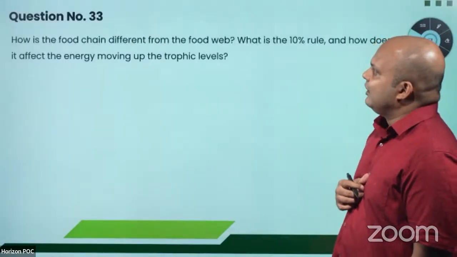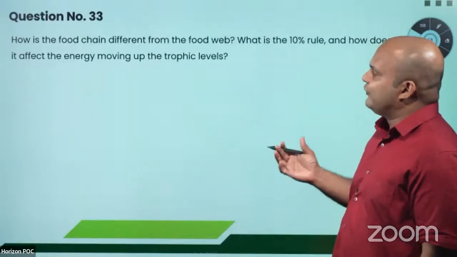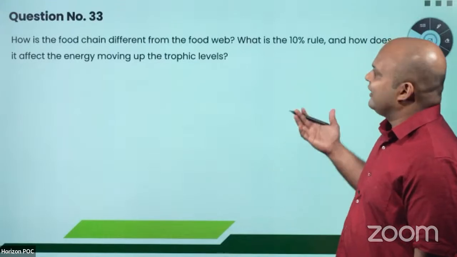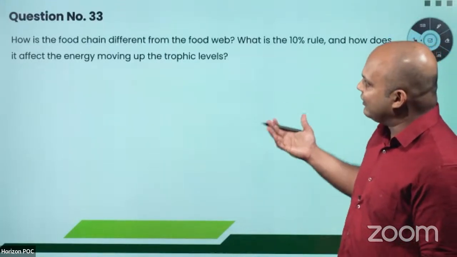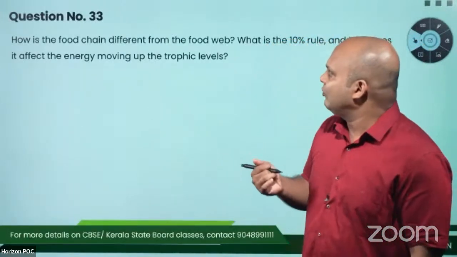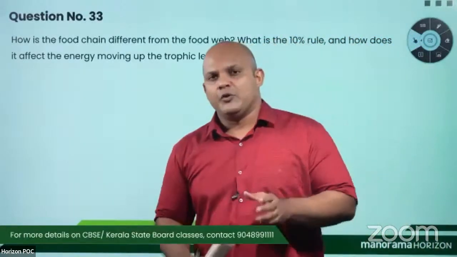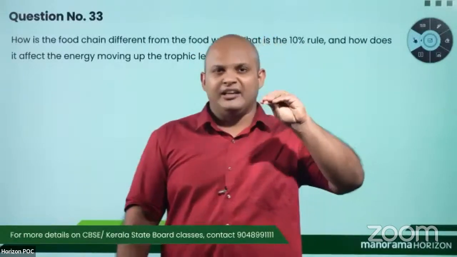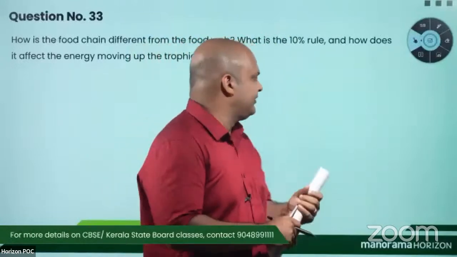Moving on. How is the food chain different from a food web? What is the 10% rule and how does it affect the energy moving up the trophic levels? So what is a food chain? If you are dealing with a single sequence in which one organism is eating another organism, let's try a simple sequence.